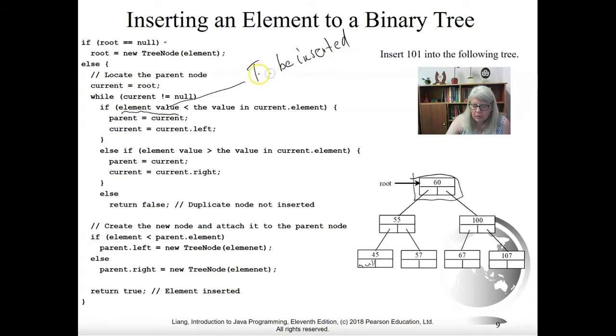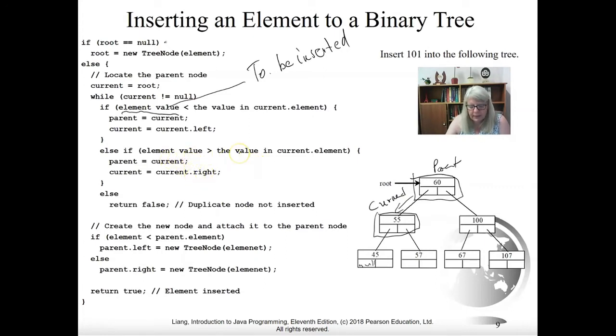Okay. If the element I want to insert is smaller than the current element, then I'm going to have to make my way to the left side. The parent becomes the current, and the current is the left one. So this is now the parent, and this is the current. And I just continue with this process. Else if it was larger, parent is current, current is right.